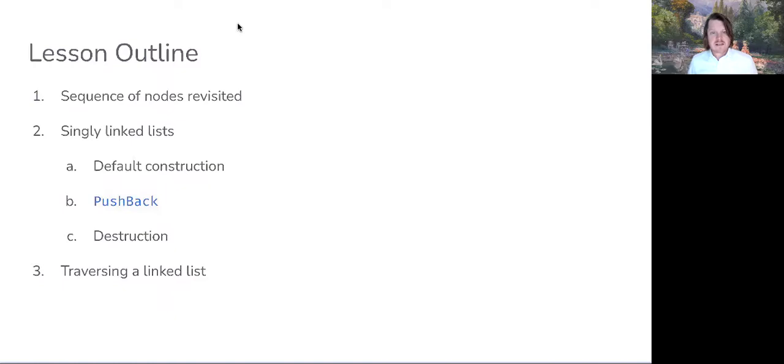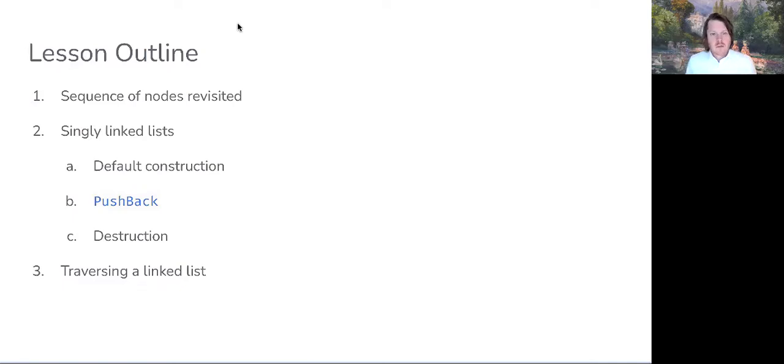So to get into this, we're going to begin by just revisiting this idea of a sequence of nodes residing on the free store with some sort of gateway pointer to get us to the first one, and then more or less how we can follow these next pointers to move from one node in that sequence to the next, finally arriving at the last node in the sequence when we observe a node whose next pointer is the null pointer.